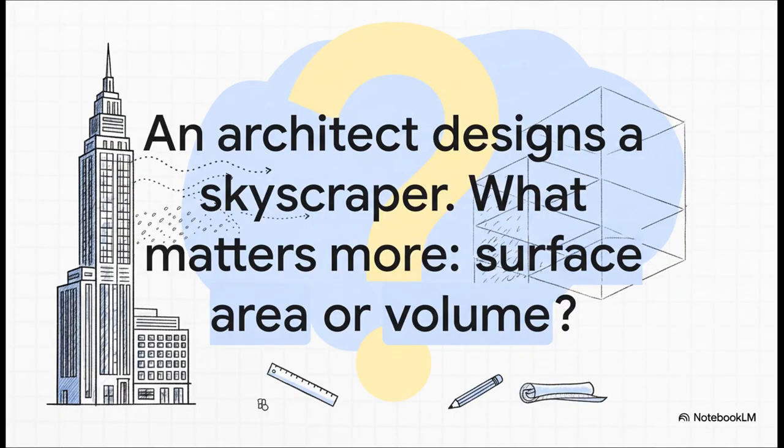All right, let's wrap this up with one final brain teaser to get you thinking. Imagine an architect is designing a giant glass skyscraper. Which do you think they care more about, its surface area or its volume? And why? I mean, think about it. One of them determines how much that glass skin is going to cost and how much it'll cost to heat and cool the building. The other determines how much office space they can actually rent out to make money. So which is more important? Thinking through real-world problems like this is how you go from just knowing the formulas to really truly understanding the concepts.